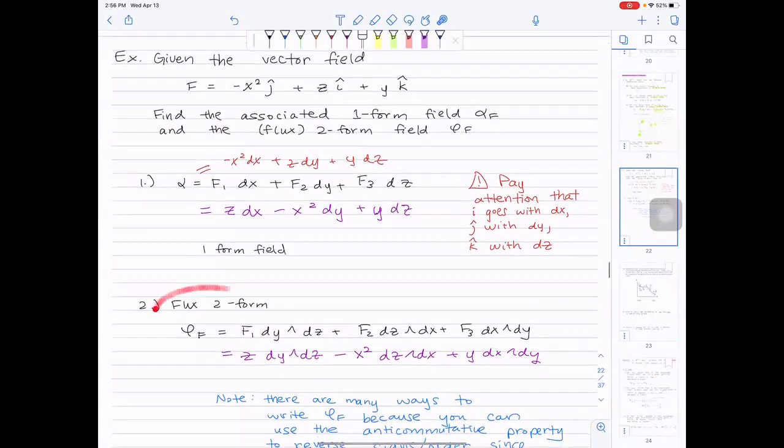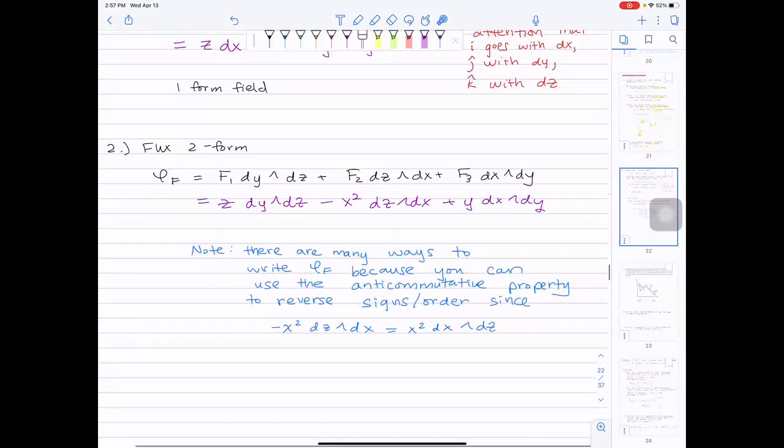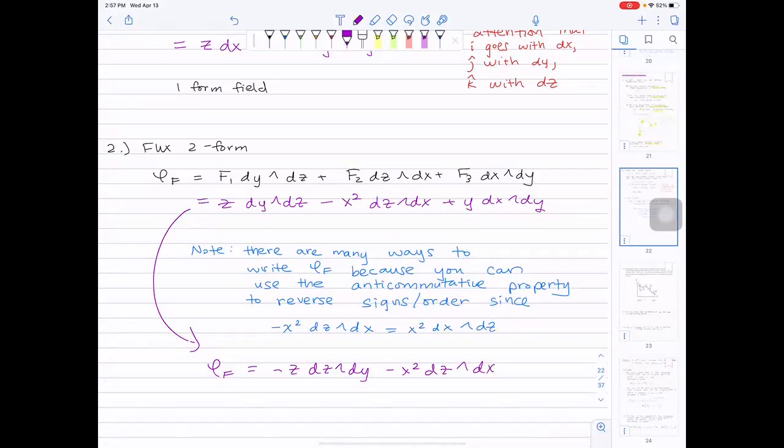Okay, note that for the flux two form, I wrote this purple thing. But note that there's lots of different ways to write this phi sub f, this flux two form, because of our wedge properties. We could say that phi is also negative z dz wedge dy, and then the rest. You could try all different combinations because we have the property that if you flip your wedges, a negative sign comes out.